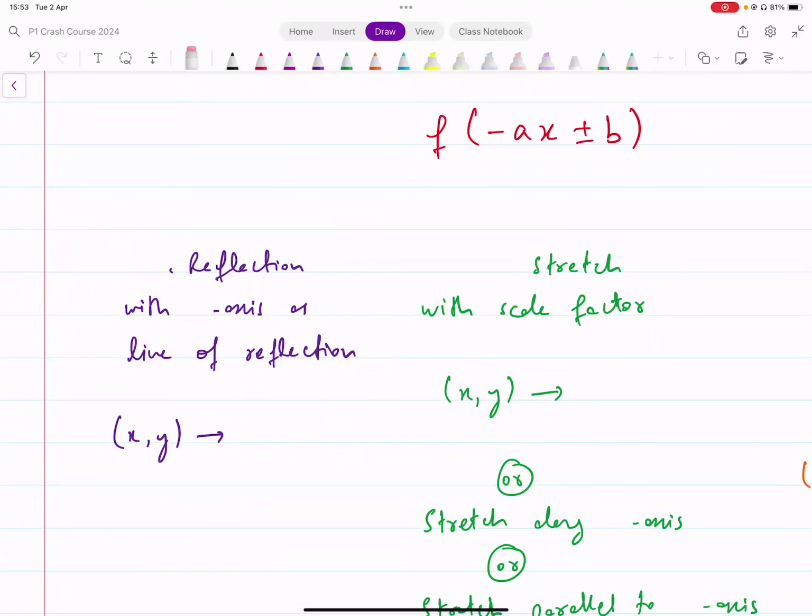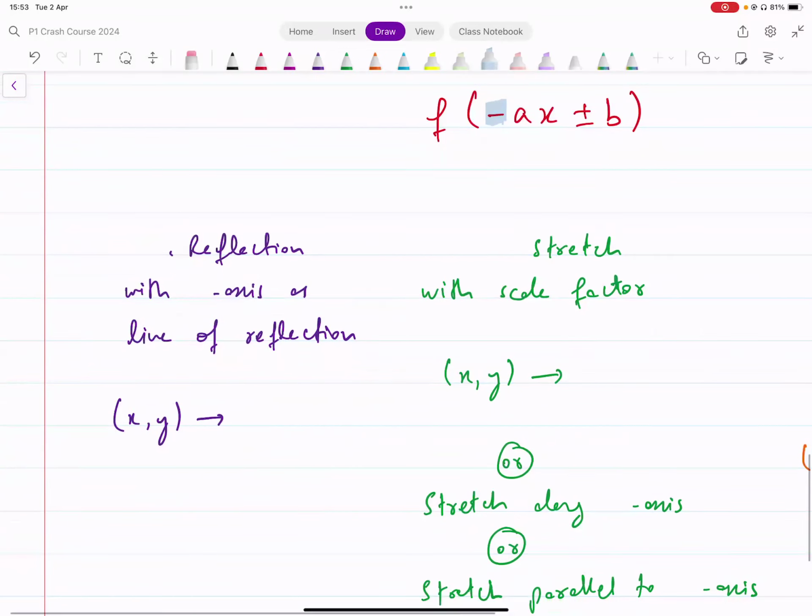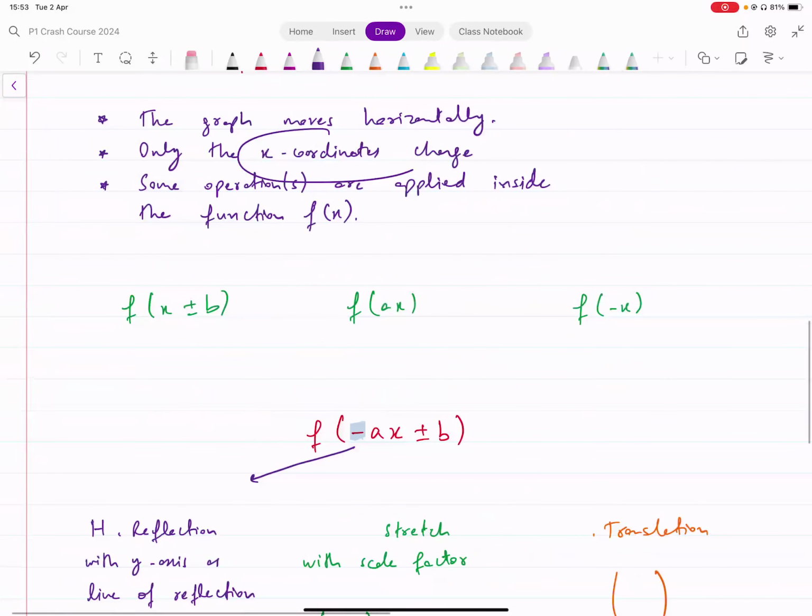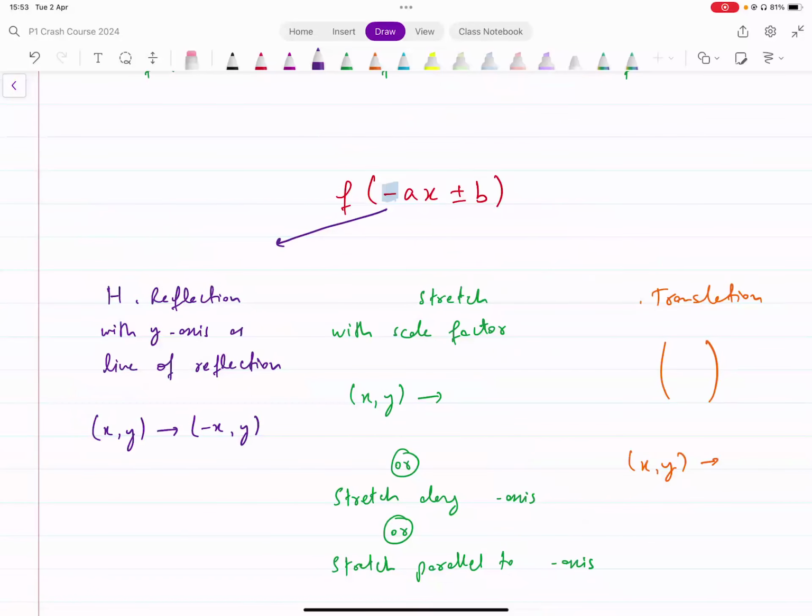Let's have a look at this now. f of minus ax plus minus b. So these are three things that can happen. You can either multiply by a negative sign. That's one possibility, right? In that case, you say it's a horizontal reflection. Anything that happens inside the function, anything that changes x, we say that's horizontal. So let's say it's a reflection with the y-axis as the line of reflection. If you have a point (x, y), that goes to (minus x, y). Remember, only the x coordinates change in this case. The y coordinates do not change.